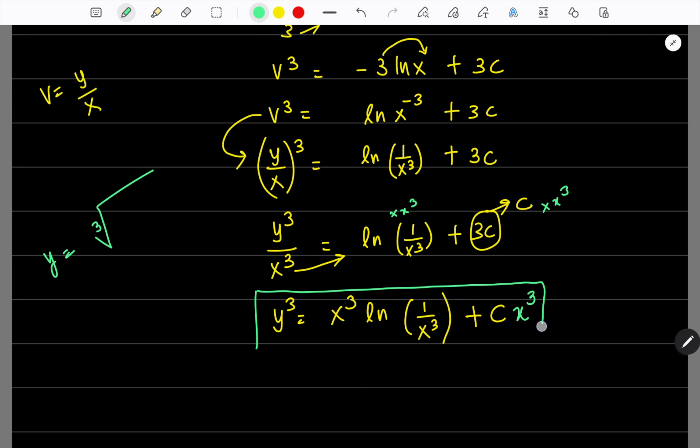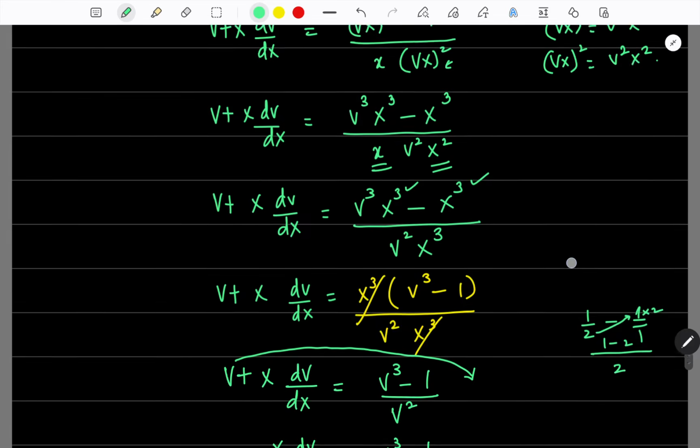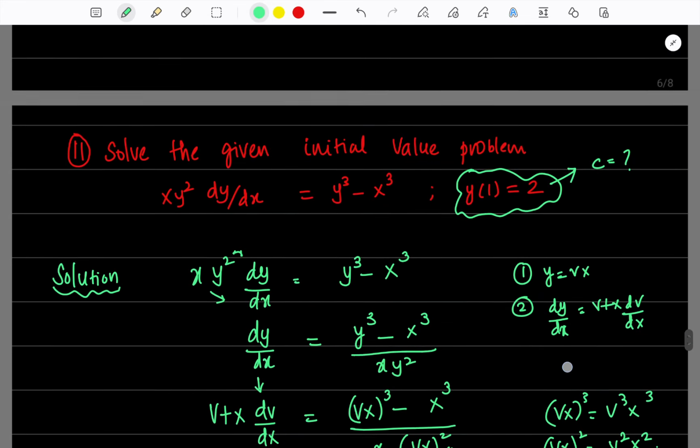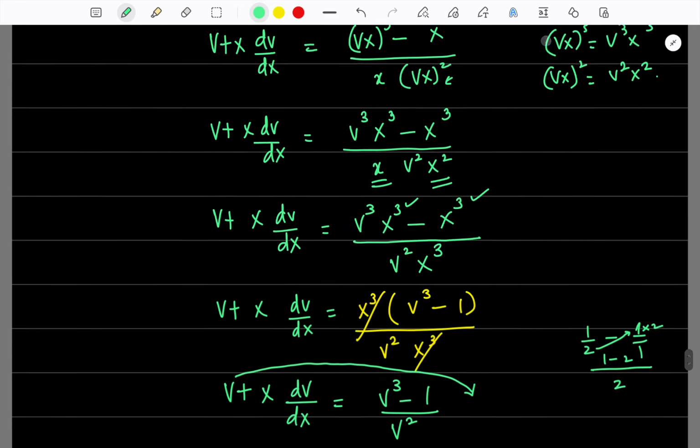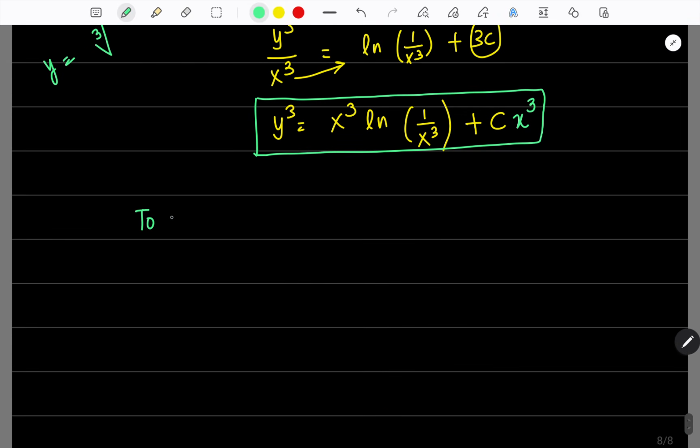Now we have to find this c. How to find c? There is a condition given. The condition is y of 1 is equal to 2. So we are going to find c. y of 1 is equal to 2 means y is equal to 2, x is equal to 1.